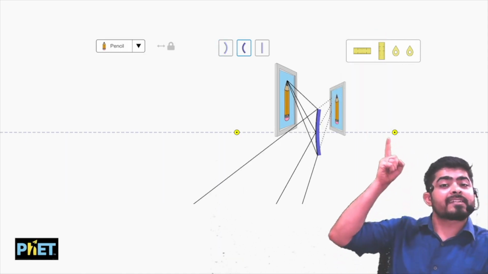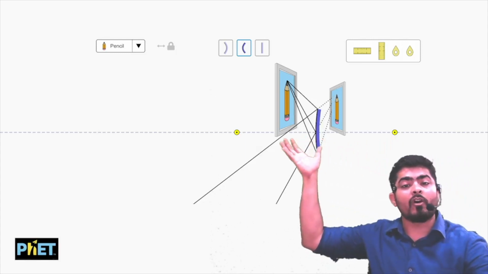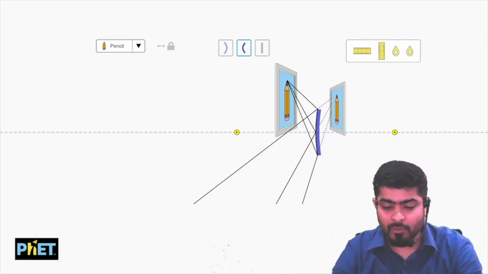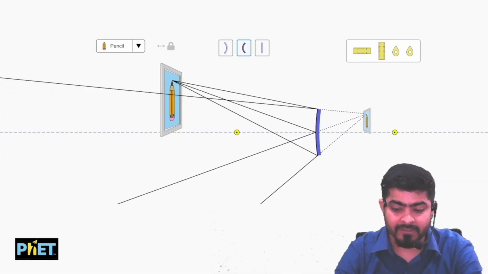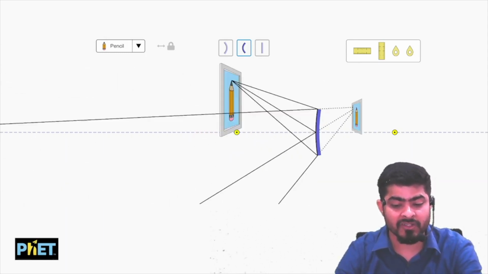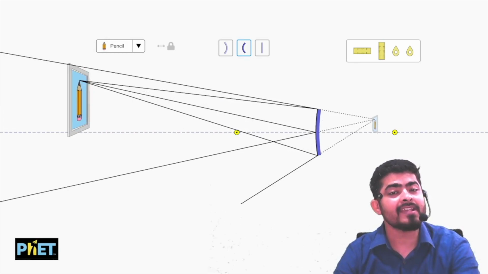Alright, now same thing goes for convex mirror as well. For the convex mirror, this is your focal point, right? And as you can see, the object and image are on the same side. So if I change the position of object, you see that the image is still on the same side of the focus as the object.